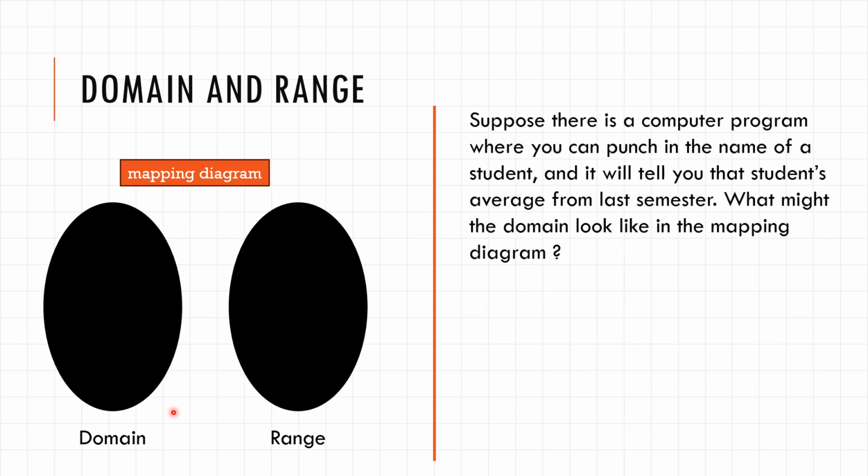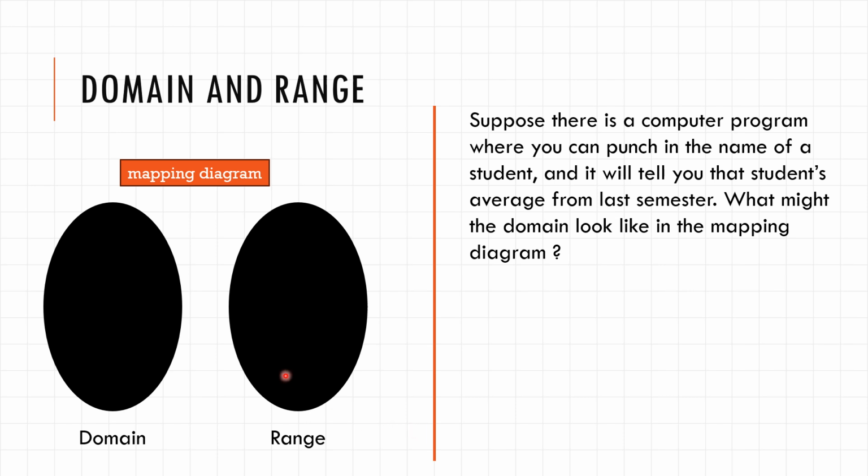Suppose there's a computer program where you can punch in the name of a student, and it'll actually tell you what that student's average grades were from last semester. What do you think the mapping diagram might look like? You can pause the video here and draw your own mapping diagram and take a stab at it. I encourage you to do that.